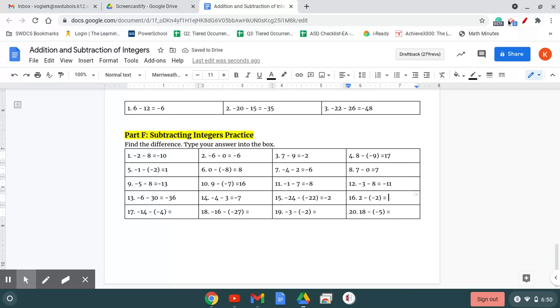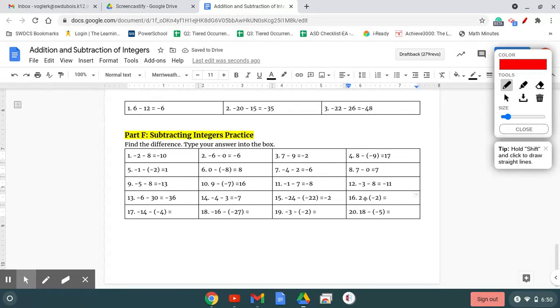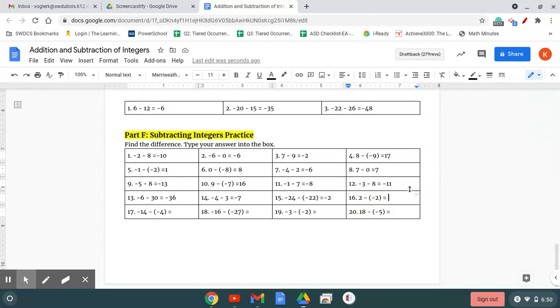All right, number 16, same thing, two negatives touching. Turn that into a positive. Now we just have 2 plus 2. 2 plus 2 is 4.